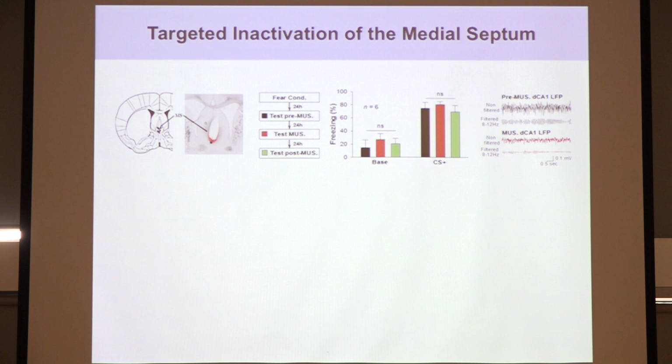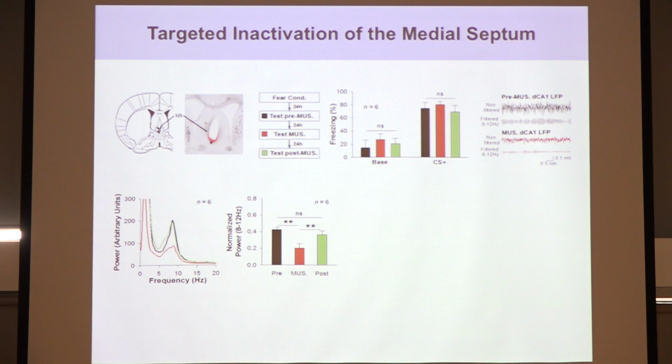However, when you look at the local field potential in the hippocampus, we observe a strong reduction of the amplitude of the oscillation in the hippocampus. So basically what I'm saying is that when we inactivated the medial septum, we reduced the theta oscillation. Okay, so this was the effect.